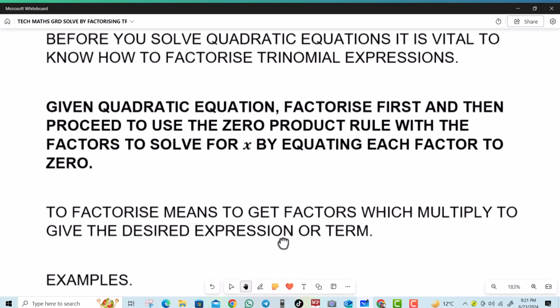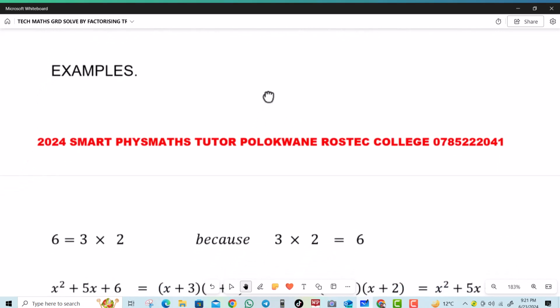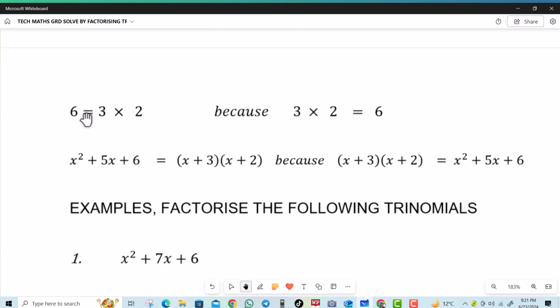Now what is this factorizing all about? To factorize means to get factors which multiply to give the desired expression. For example, if I say factorize 6, I'm going to look for the factors of 6, that is 3 and 2. Also, I have other factors of 6: 6 equals 6 times 1. Why? Because 3 times 2 gives me 6, and 6 multiplied by 1 gives 6. Are we together? So if we say factorize, we mean get factors.